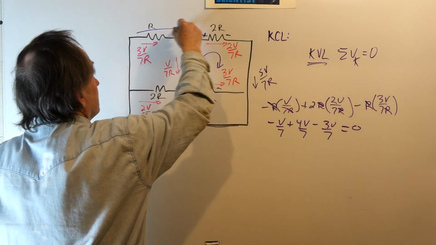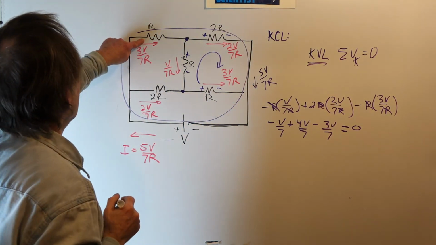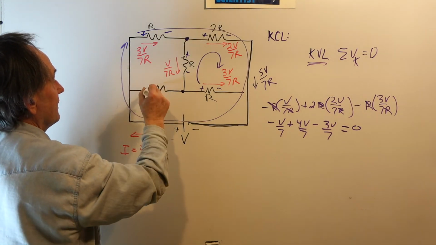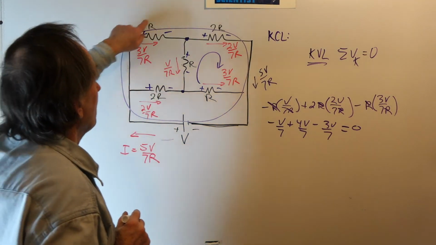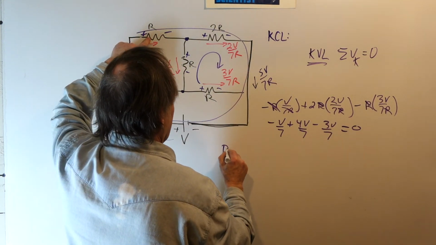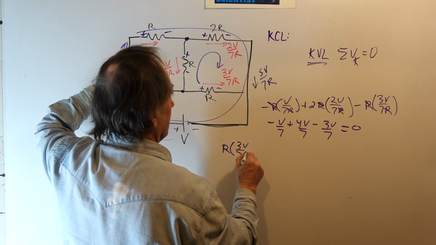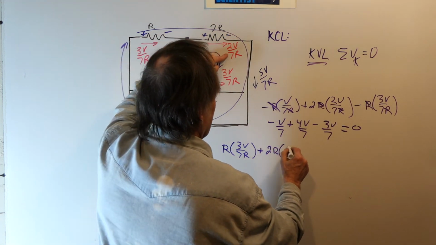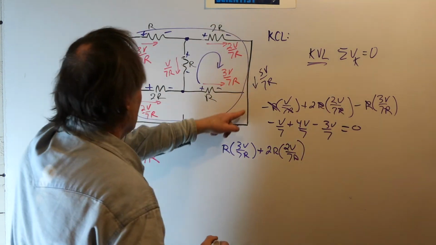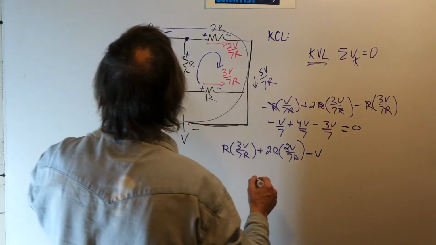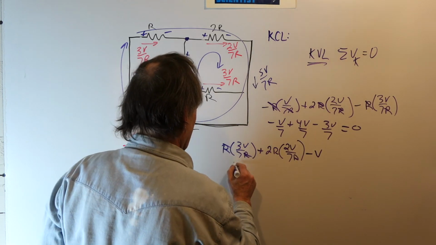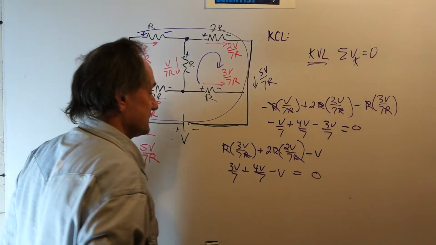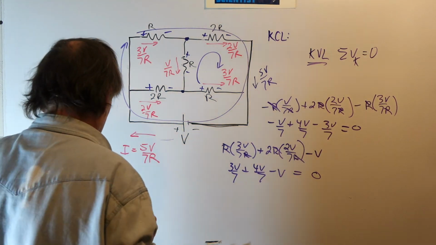Let's pick another loop. How about if we go on the outer loop? Say go around this way. Let's start here. Current coming in, that's plus minus. And the current's going in here, plus minus. Now we're going on the outer loop. Starting here, we have R, the resistance, times the current, which is 3V over 7R. Then plus twice the resistance times the current, 2V over 7R. Then we're going into the minus terminal of the voltage source, and we're back to where we were. So what's that equal? The R's go out, so we have 3V over 7 plus 4V over 7 minus V, and that is 0. So that checks.